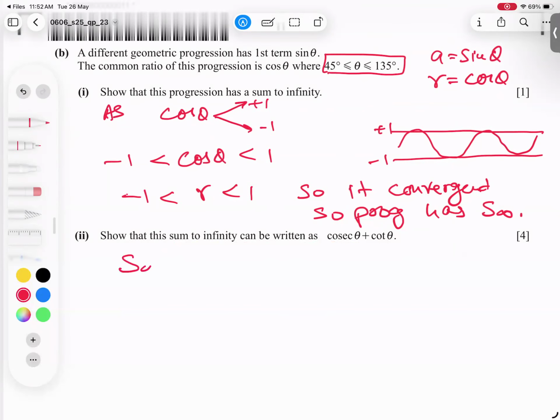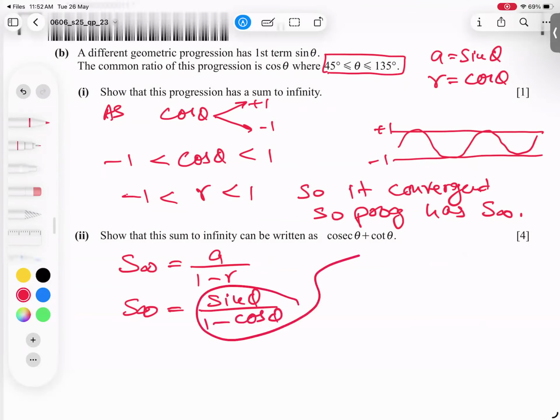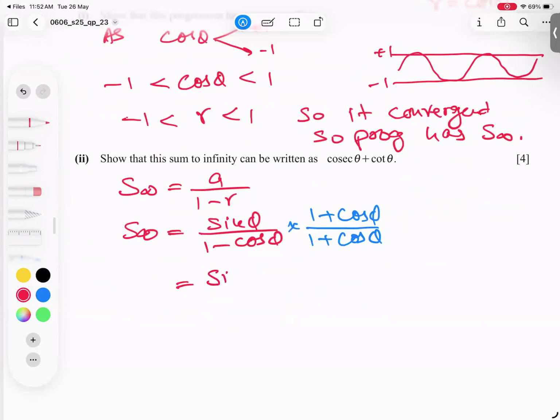So what is the sum to infinity formula? A over 1 minus R. So the sum to infinity, A is sine theta, over 1 minus cos theta. Is it done? No, we need this form. So rationalize. Rationalize means whatever this value, change the sign, and multiply up and down, numerator and denominator. So sine theta, and I am writing here 1 plus cos theta, and down.